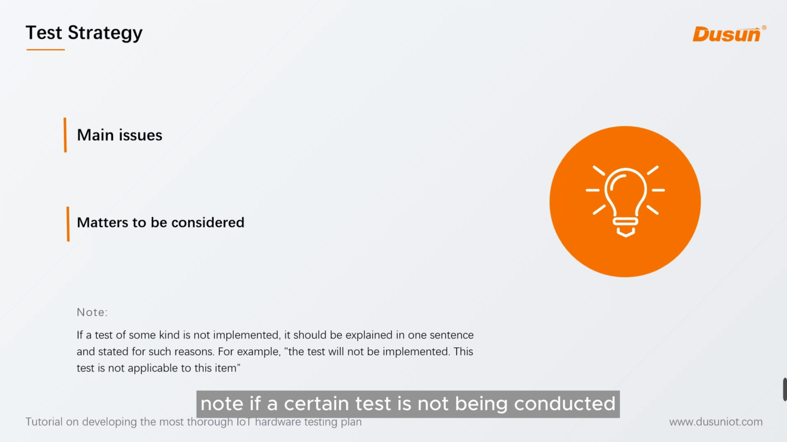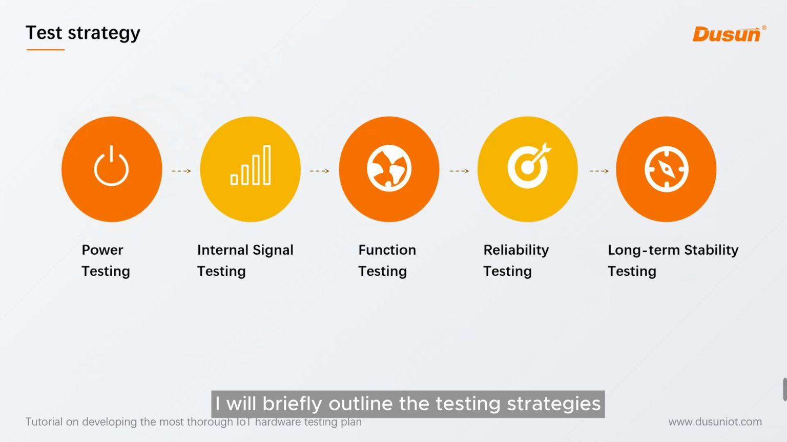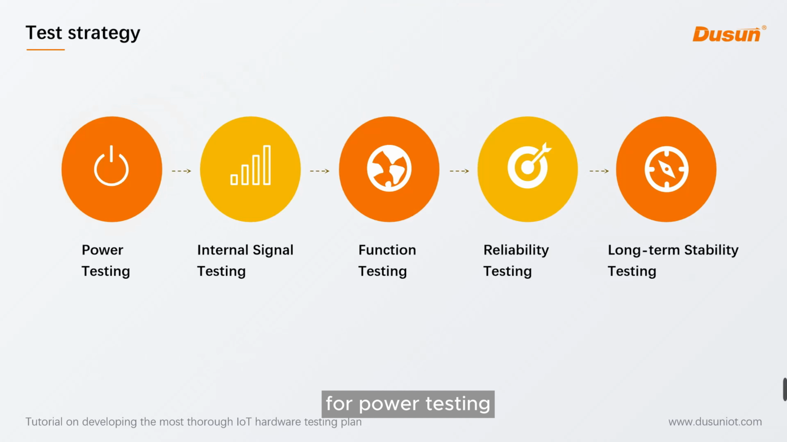Note: if a certain test is not being conducted, it should be explained in a sentence along with the reason. For example, this test will not be conducted as it is not applicable to this project. I will briefly outline the testing strategies for power testing, internal signal testing, functional testing, reliability testing, and long-term stability testing.